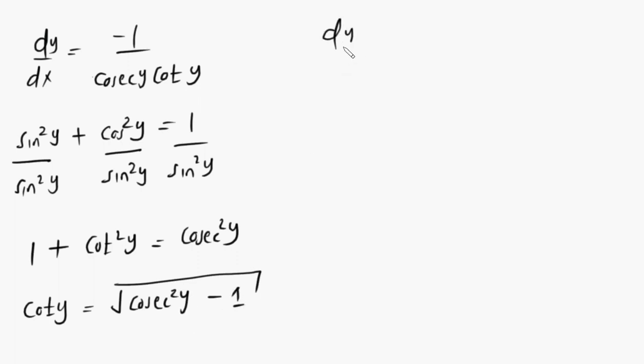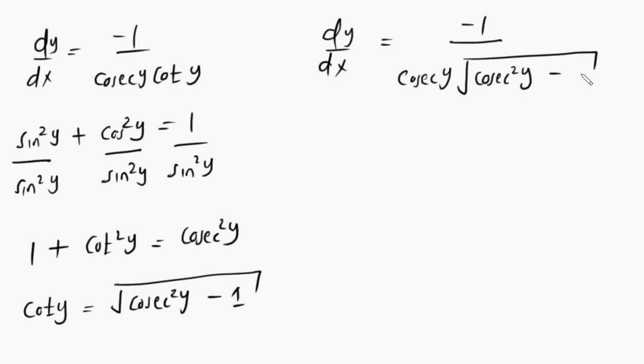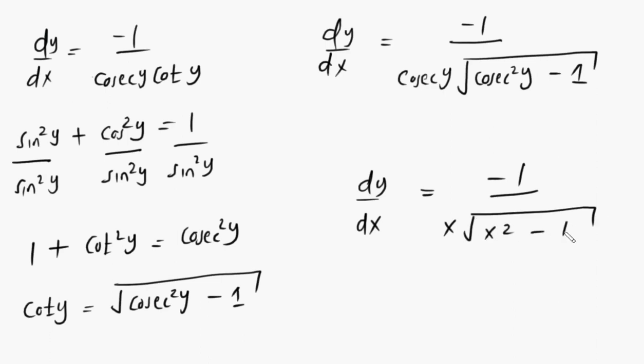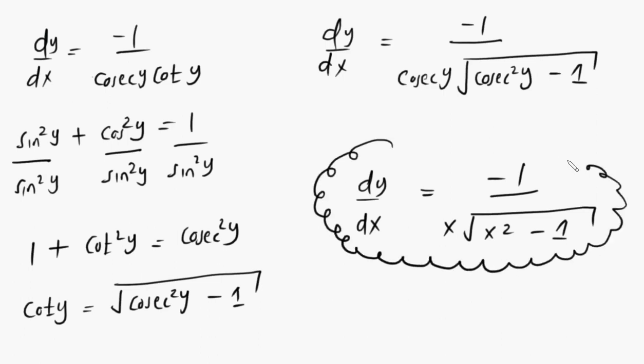So my dy dx now is just equal to negative 1 over, so we have cosec y, and then we have the square root of cosec squared y minus 1. But what is cosec y? It's x. Okay? Remember from the start. So dy dx will be negative 1 over x times the square root of x squared minus 1. So this is the derivative of what? Of cosec inverse of x.